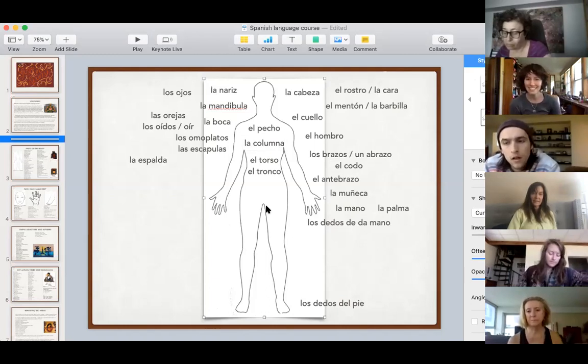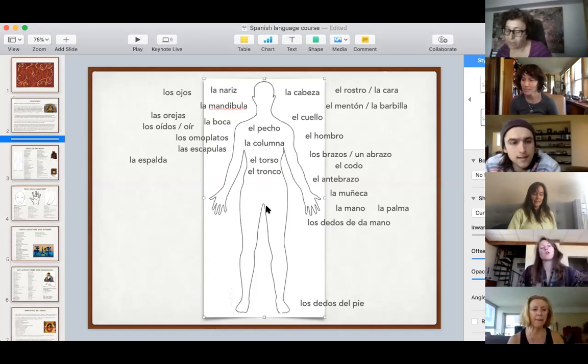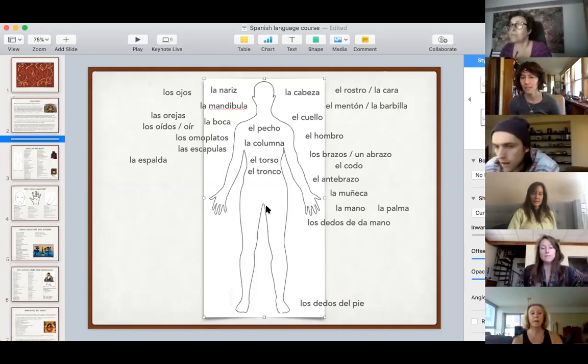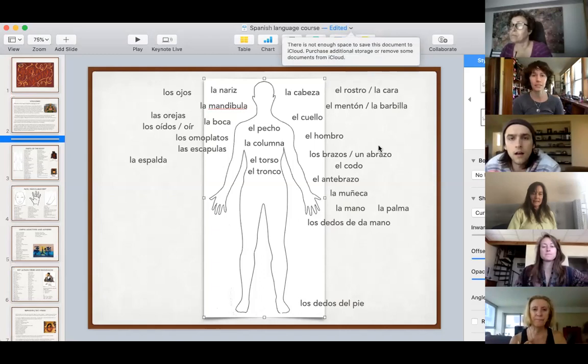Las escápulas. Los omóplatos. El mentón. La muñeca. La mandíbula. La espalda. Very good. Well done.